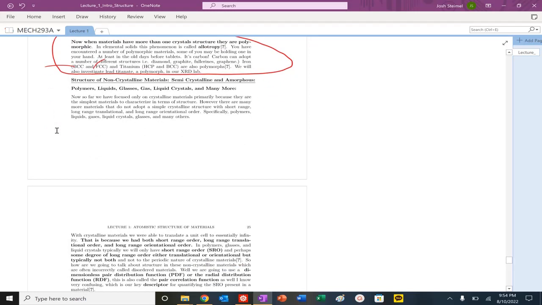Next time we're going to quickly talk about how non-crystalline materials are a little bit more complicated, and how we can describe the degree of order in those systems.